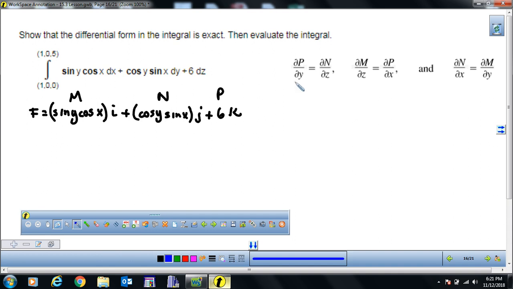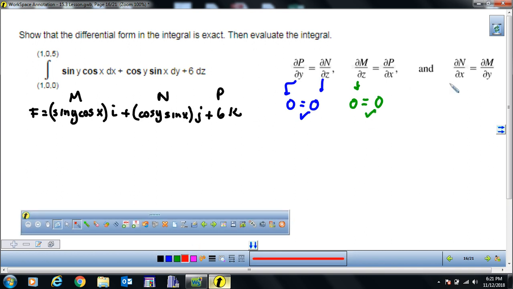So we need to get the derivative of the last component with respect to y. Since there's no y, it's 0. And the derivative of the middle component with respect to z. Since there's no z, then it is also 0. So that is true. The derivative of the first component with respect to z. Since there's no z, it is 0. The derivative of the last component with respect to x. Since there is no x, it is also 0.